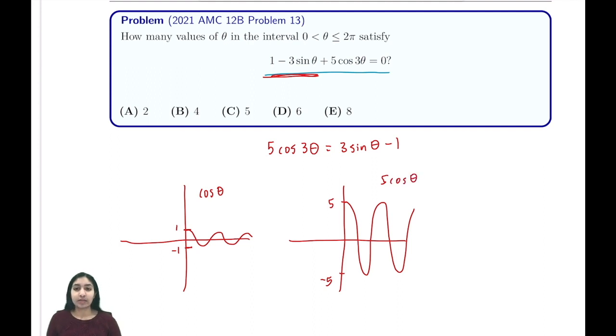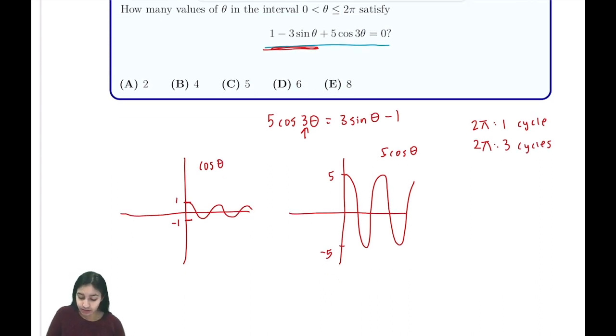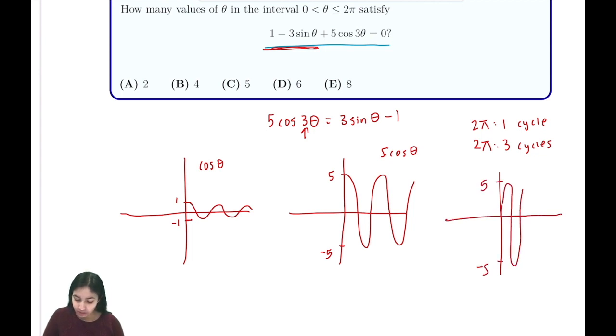This is the graph of cosine theta, and this is the graph of 5 cosine theta. And then when you add some coefficient inside our cosine, it basically just squishes the graph together by that much. Previously in 2 pi, we would go through 1 cycle, and now in 2 pi, we're going to go through 3 cycles, since our graph got squished together. So that would look something like this. It goes from 5 to -5, and it would just be squished together.